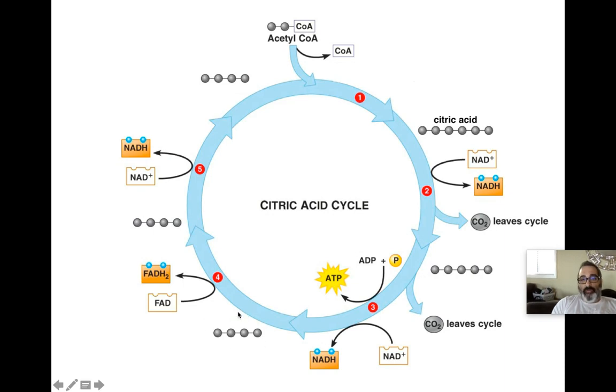Now you have a 4-carbon molecule that gets oxidized some more, and in this reaction FAD gets reduced, forming FADH2. This 4-carbon molecule gets oxidized some more. NAD plus gets reduced, forming NADH. And now we're back to the start with our 4-carbon molecule, ready to start the cycle all over again. So the main products of the citric acid cycle are 2 ATP, NADH, and FADH2. The waste product is carbon dioxide leaving the cycle.